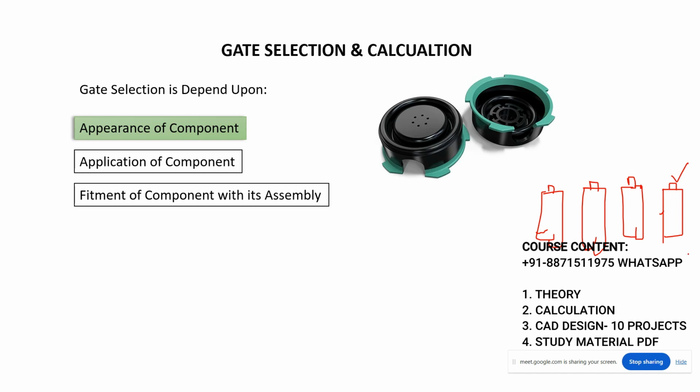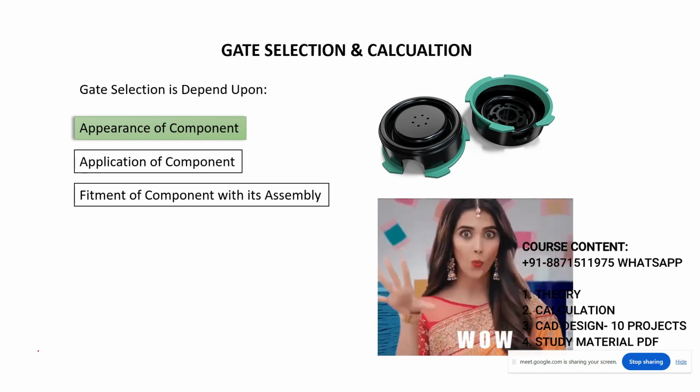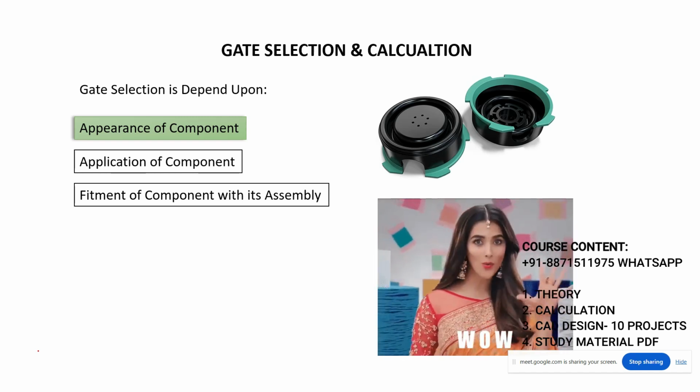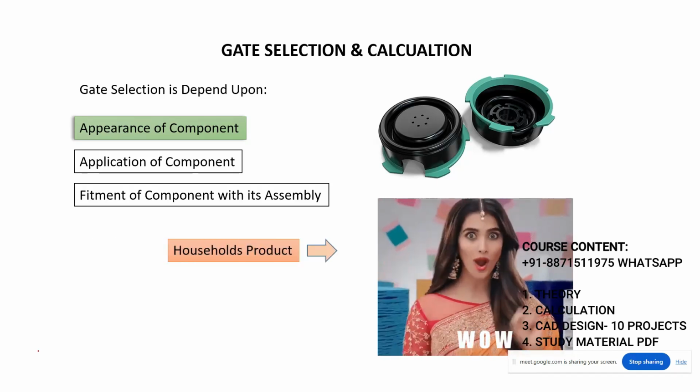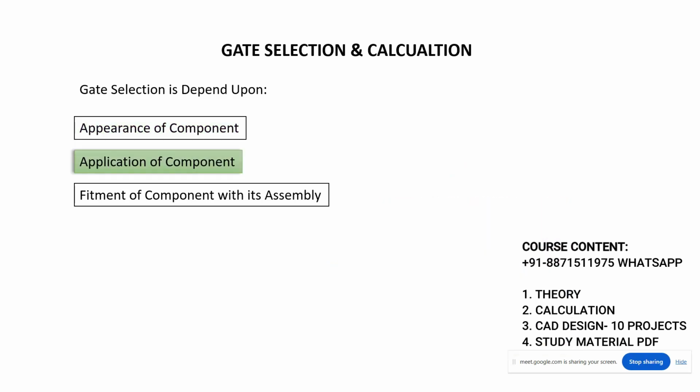Understood or not? Tell me. Generally, if I am talking about plastic material, we have to deal with household products or kitchenware products, right or wrong? Okay. So it should look like a wow. If I am talking about a household product, or an automobile component, it should shine there, right? Understood or not?